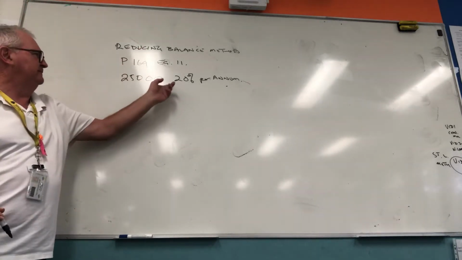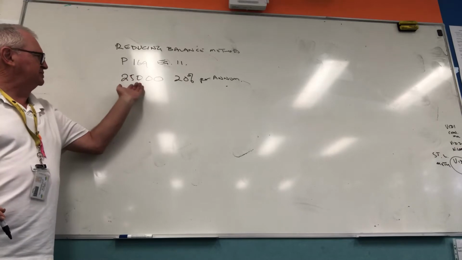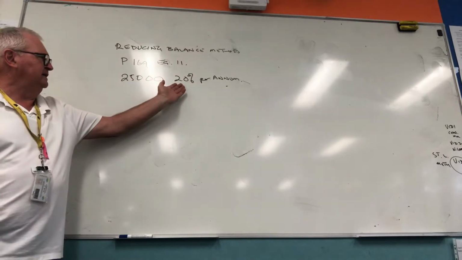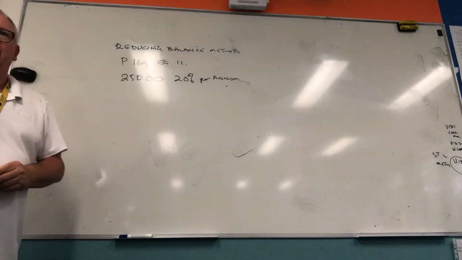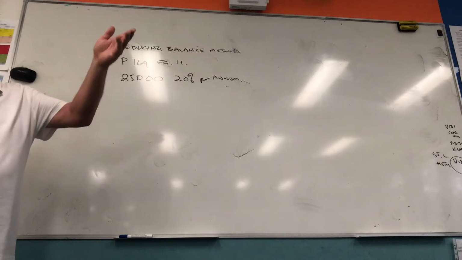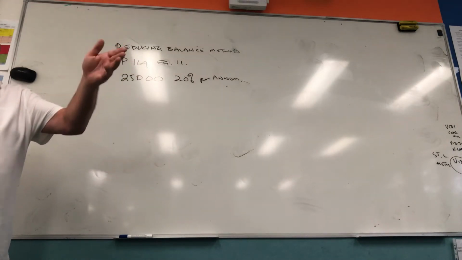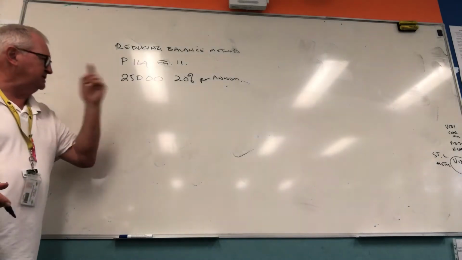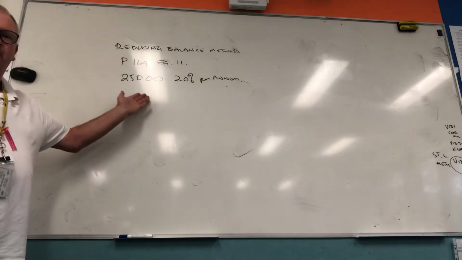Reducing balance method. You buy something, it's $25,000. Every year you lose 20% of it, okay? So every year you'll lose just a little bit less. So this is the same as the reverse of compound interest.